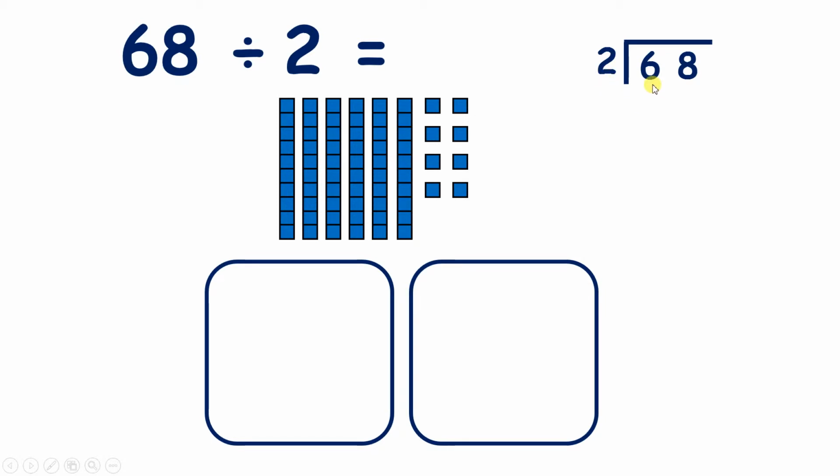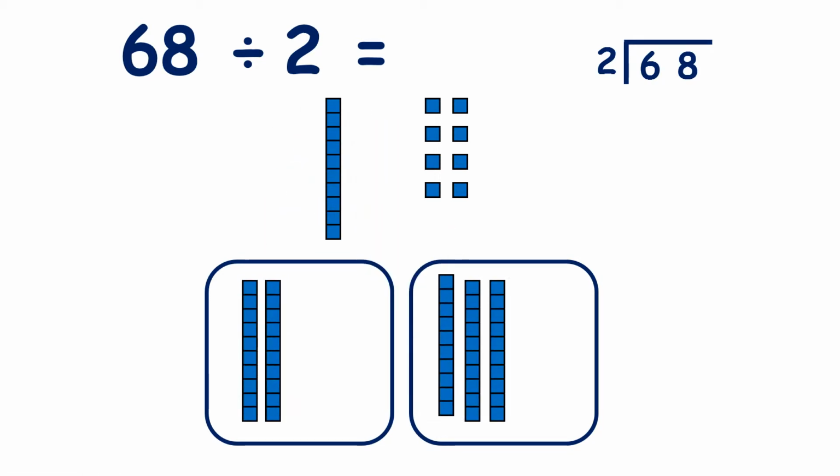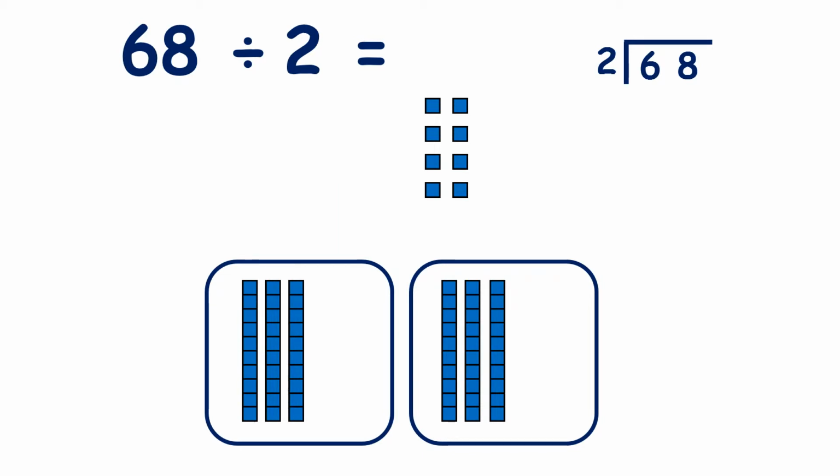So we start by dividing our 6 tens by 2. So let's share out our 6 tens. So we shared out our 6 tens between 2 groups to give us 3 tens in each group. So we can write 3 above our tens column because 6 divided by 2 is 3.